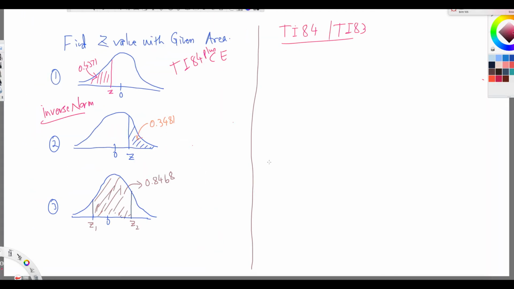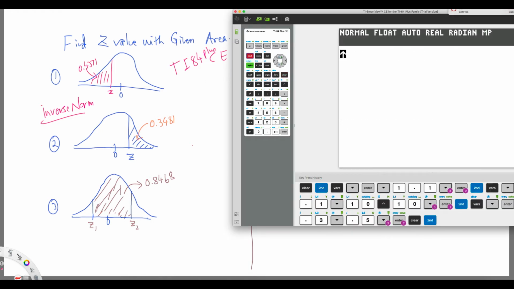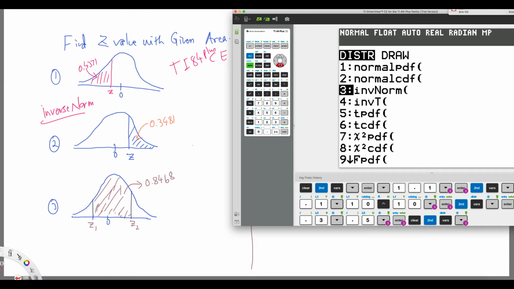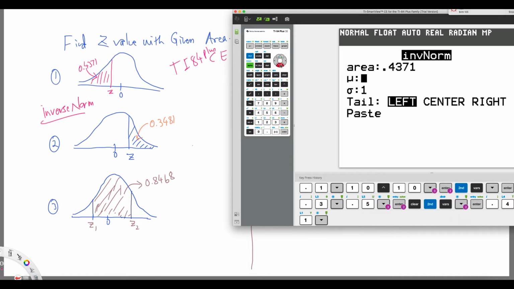All right. So how do we find the G values for a given area? What you do is go to second, then VARS. You will see inverse norm in number 3. In inverse norm, it will ask you what area. The area, for the first problem, is 0.4371. Mu is 0, sigma is 1.